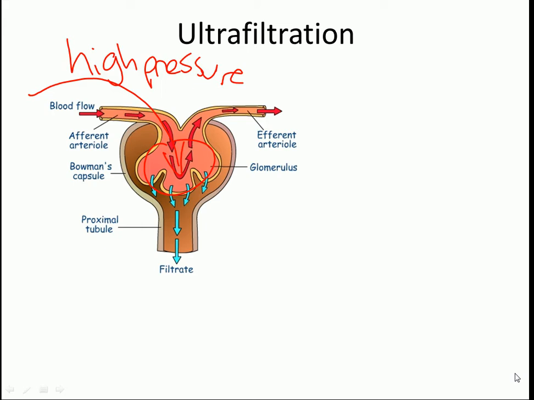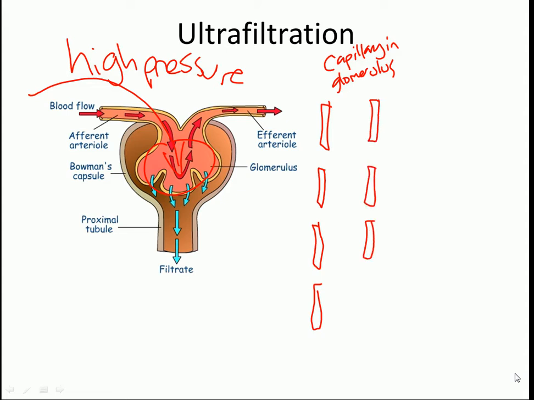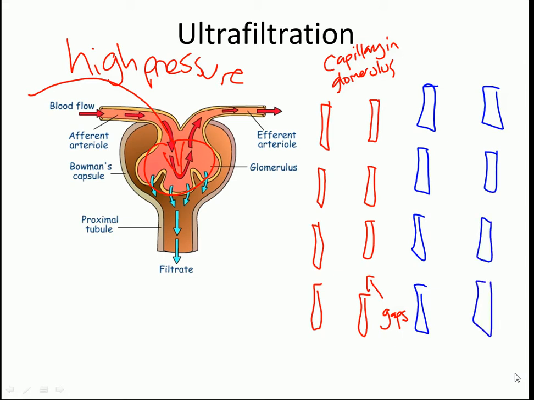And what that's going to do is try to allow that liquid to seep out somewhere. The question is, where is it going to go? We need to look at it a little bit more microscopically. So if I draw the capillary in the glomerulus, the wall of the capillary is made of cells. And there's actually tiny gaps in the wall. So here's the gaps. And on the other side, here's the wall of Bowman's capsule. This is Bowman's capsule. And there's gaps in those walls as well.